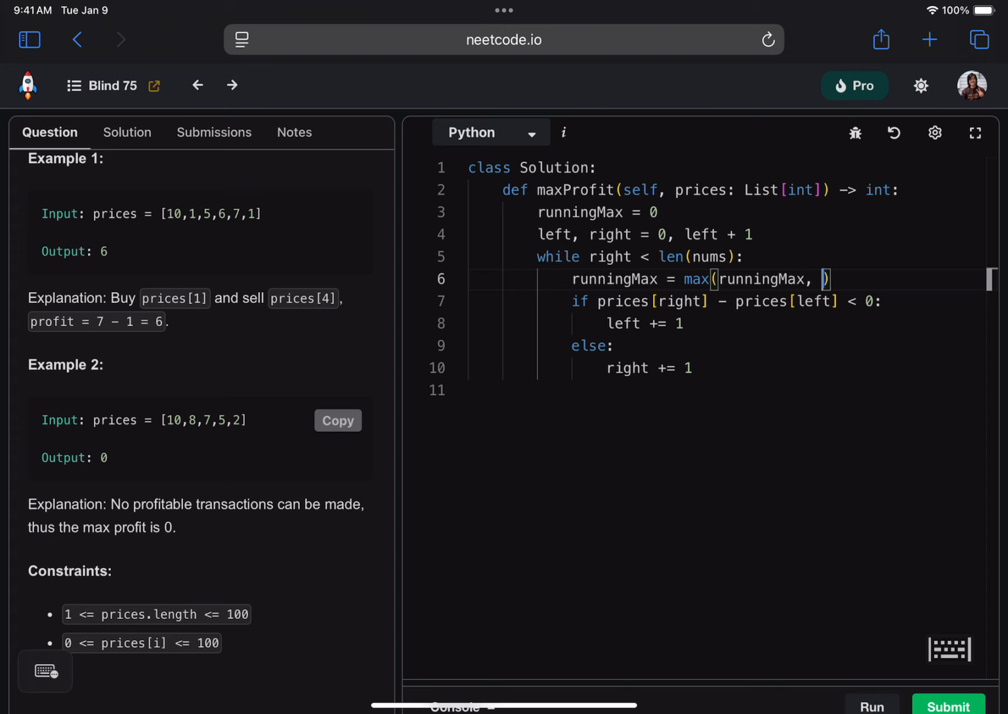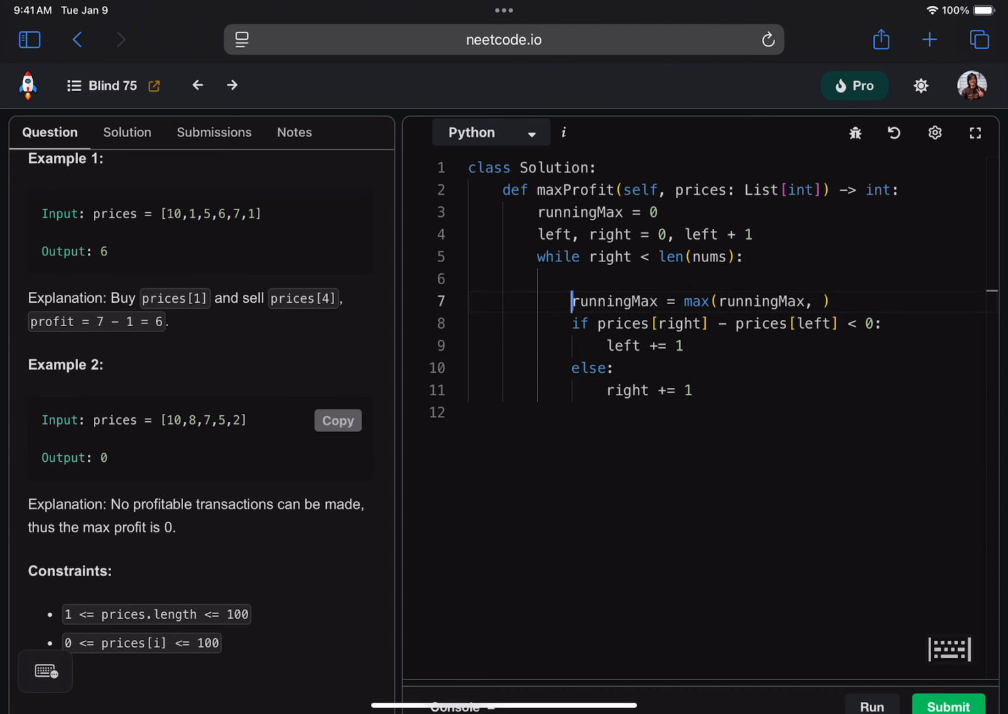and, well, this. I guess it would be better, in terms of code cleanliness, to say current profit is prices right. That feels like a good variable name. Minus prices left, okay, and then this way we just aren't repeating that calculation, right? It's more descriptive, more expressive, and makes more sense to actually put it in a variable here, even if it's marginally less performant. We don't really care. It's just a variable.